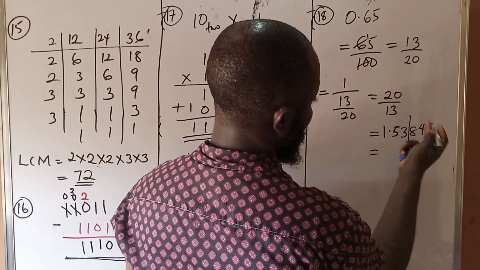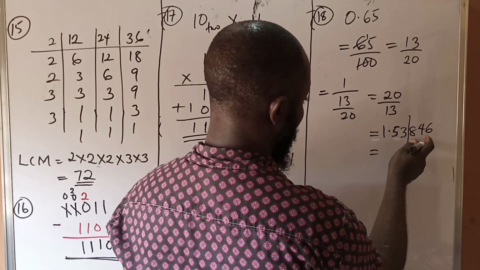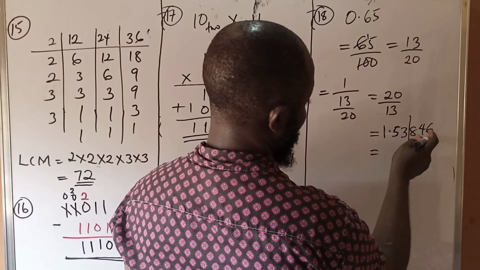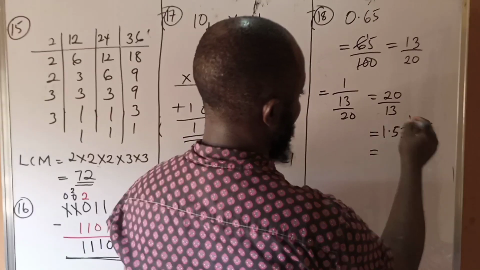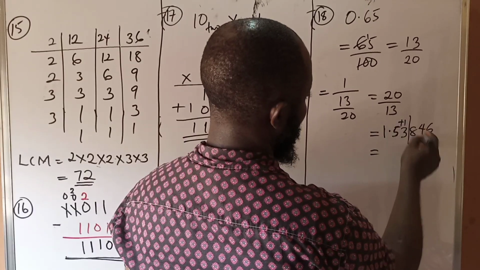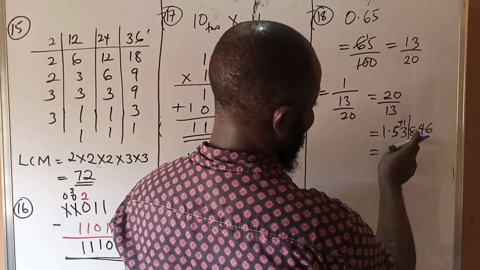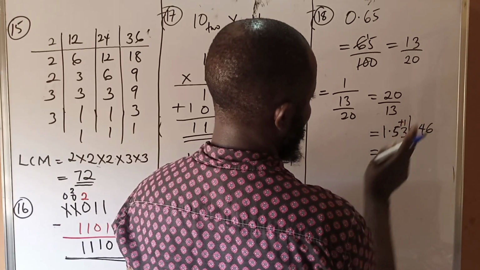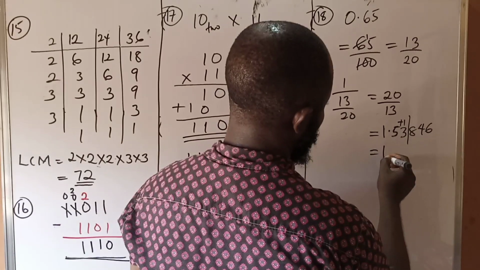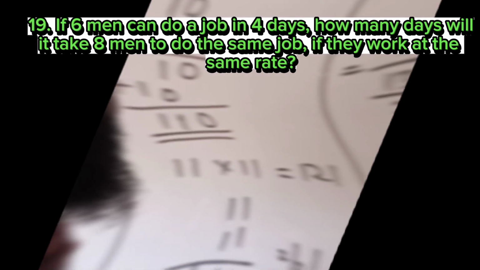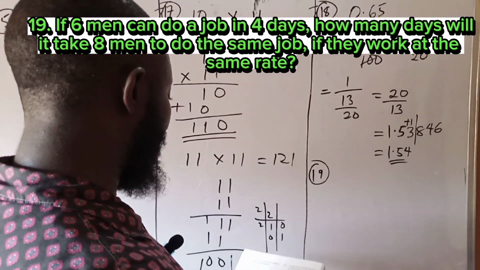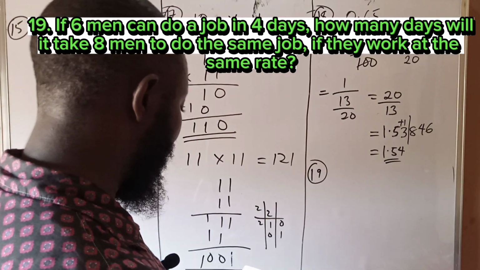We consider the next digit, which is 8, and 8 is more than 5. When you have 5 or more, you round up; we add 1 to this one. But if what we had here was something like 2, we would add nothing to this. So in this case, our answer is 1.54.